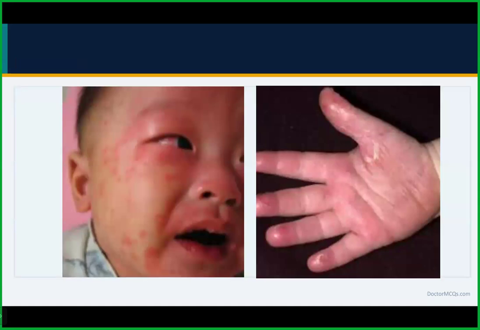It is mostly children who present like this, and on the hands.